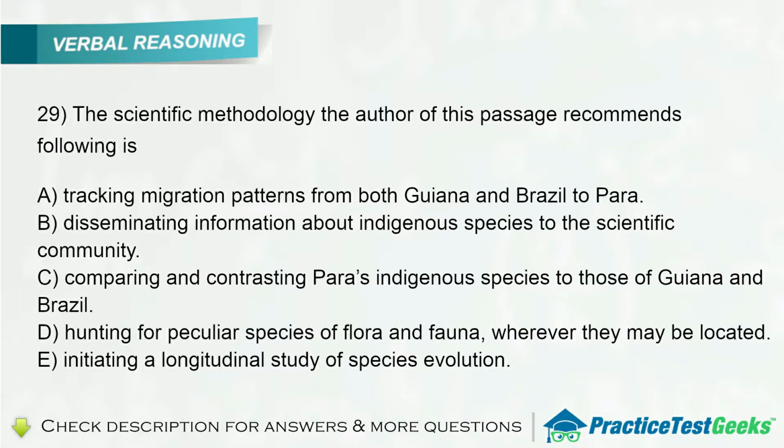Question 29. The scientific methodology the author of this passage recommends following is A. Tracking migration patterns from both Guyana and Brazil to Para. B. Disseminating information about indigenous species to the scientific community. C. Comparing and contrasting Para's indigenous species to those of Guyana and Brazil. D. Hunting for peculiar species of flora and fauna, wherever they may be located. E. Initiating a longitudinal study of species evolution.